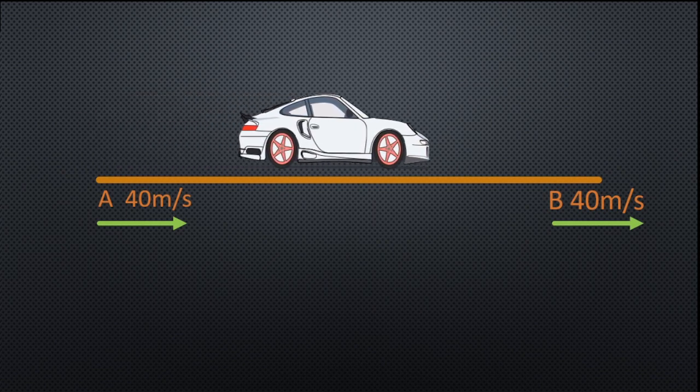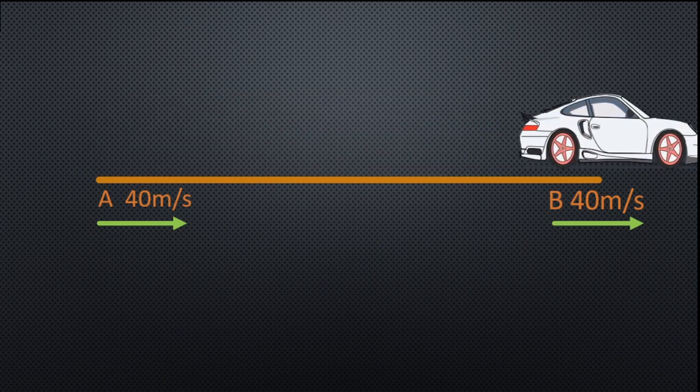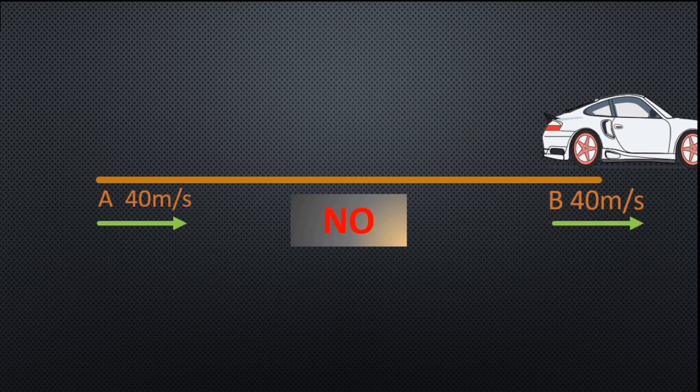Now let us consider another example. A car is again moving on the road with a velocity of 40 meters per second. After some time at point B, we see its velocity is 40 meters per second. So will there be any acceleration? My answer to this question is no. There is no acceleration in this case because there is no change in velocity between point A and point B. So I hope we understand the concept of acceleration. We understand the definition of acceleration, that acceleration is change in velocity with respect to time.